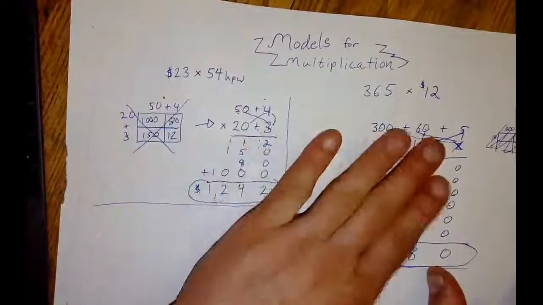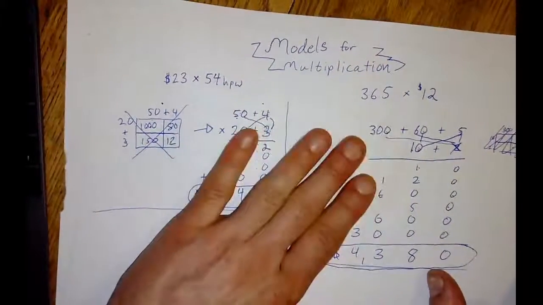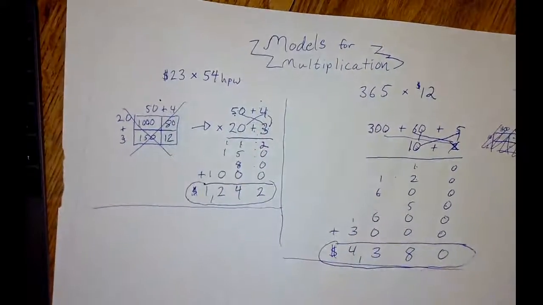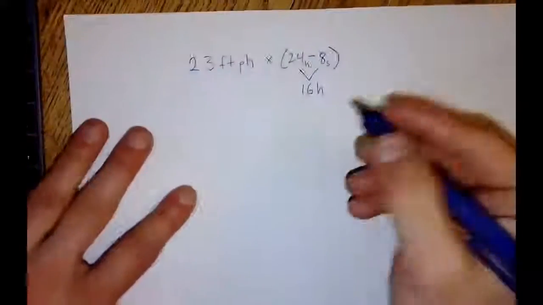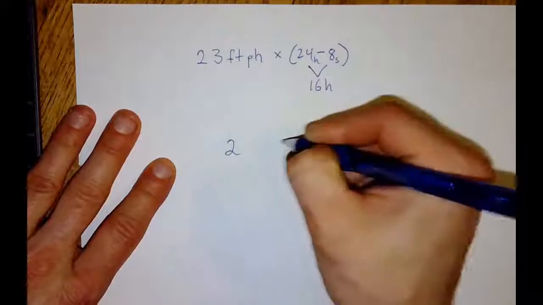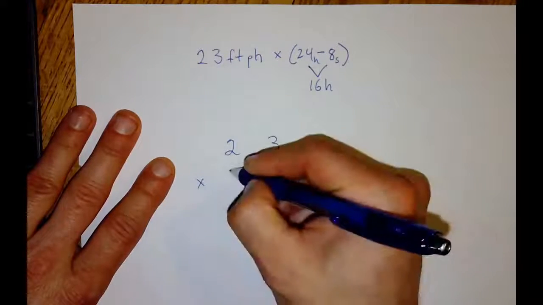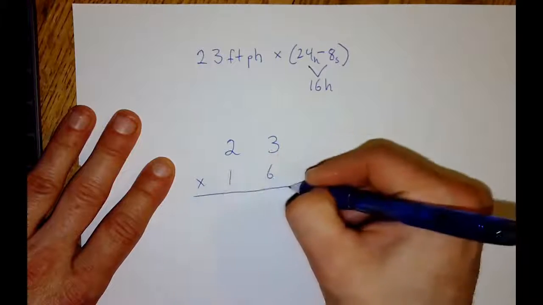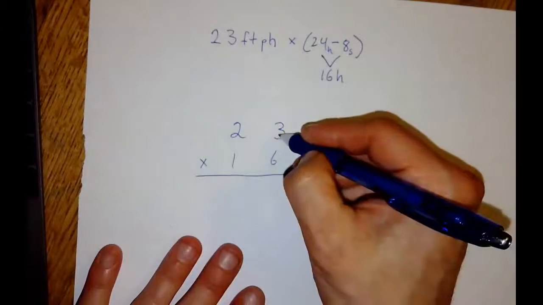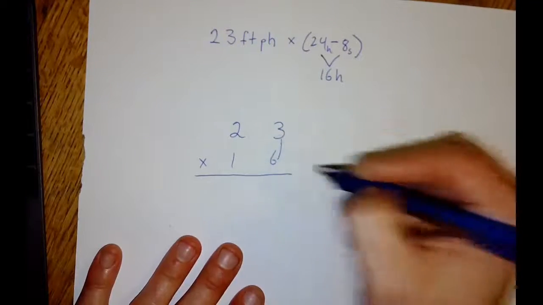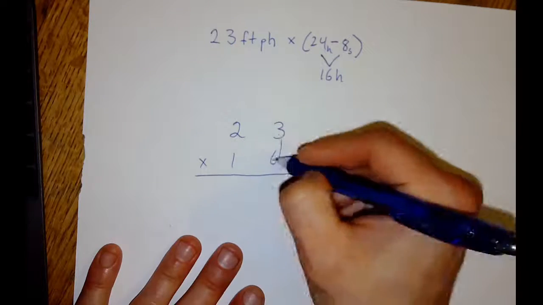Now, I'm not going to use an area model. I am not going to use this expanded form. You'll have to visualize that in your head. We're going to go ahead and do the full partial products algorithm. All right. 23 times 16. 3 times 6. And then we'll have to also do 2 times 6.